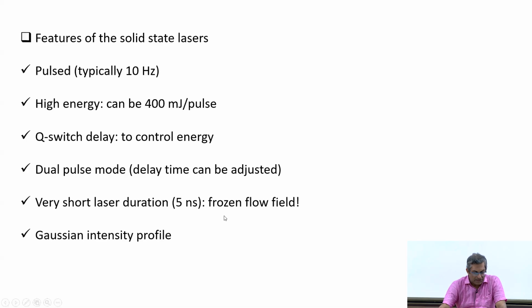Now, another very important feature is that the pulse duration of each laser beam is about 5 to 10 nanoseconds. So, what does that mean? That means it virtually freezes the flow field, because this time scale is much smaller than the Kolmogorov scale even in high speed flows. Okay. This is a very important requirement, otherwise you will see streaks, as I had shown in the previous example. That is why pulsed lasers are used.